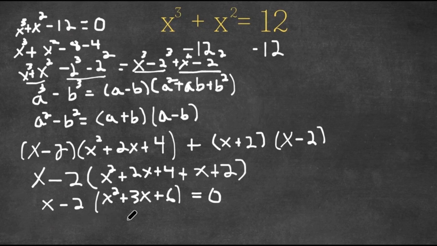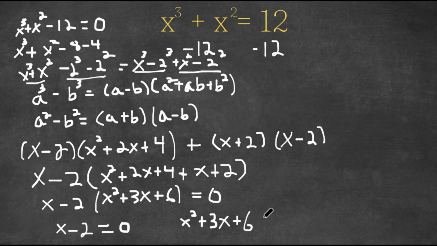So now this gives us two equations. We have x minus 2 equals 0, and x squared plus 3x plus 6 equals 0. So for x minus 2 equals 0, we simply add 2 on both sides, so we get x equals 2. So this is one solution.